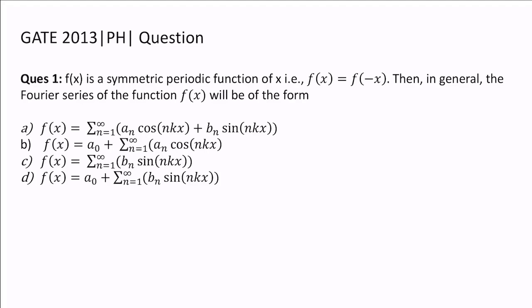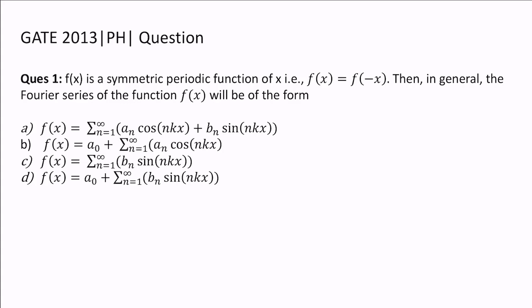Hi everyone, in this video I'm going to solve question number 1 of the GATE 2013 physics paper. The question is from mathematical physics. The question says that f(x) is a symmetric periodic function of x, that is f(x) is equal to f(-x). Then in general the Fourier series of the function f(x) will be of the form.